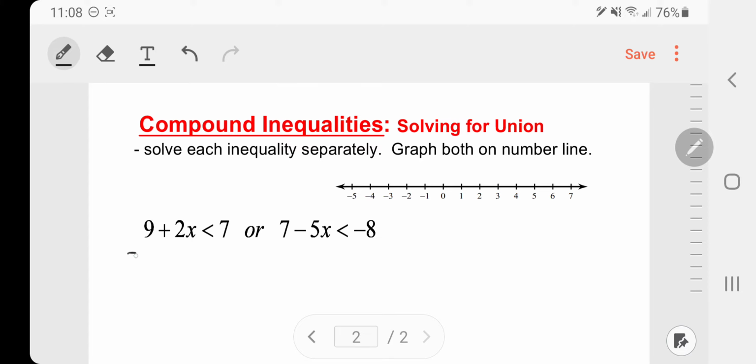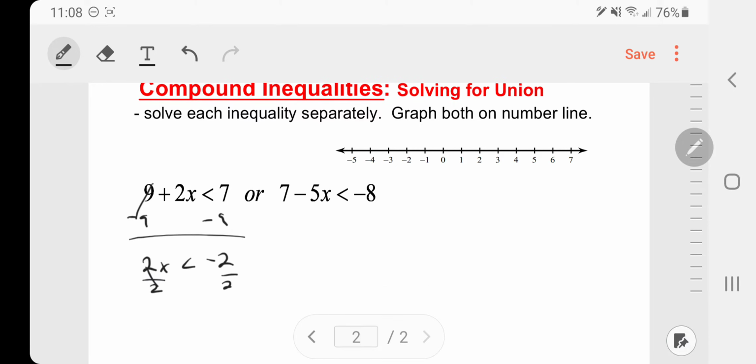Okay, so let's solve this. First thing on this side, I would subtract 9 on both sides. I get 2x less than -2, divide by 2. And I get x is less than -1, so that's my first inequality.